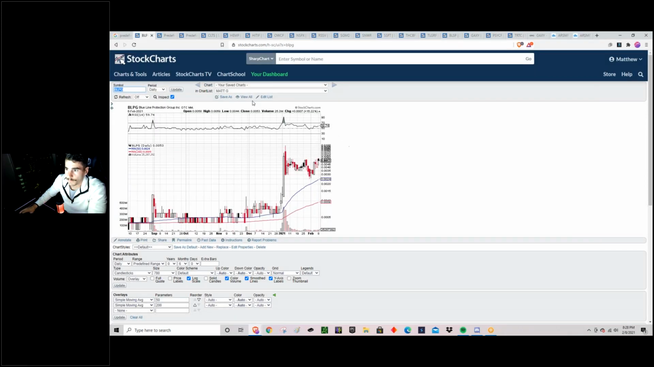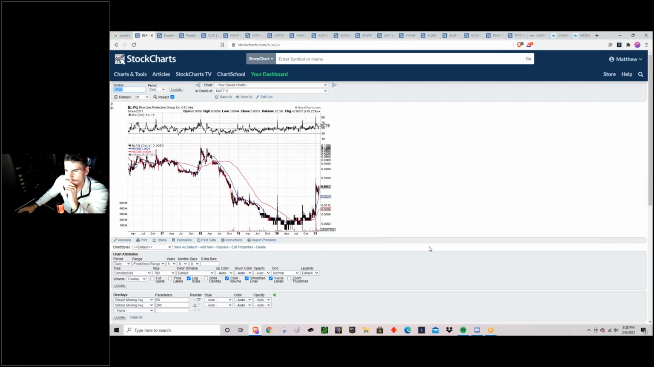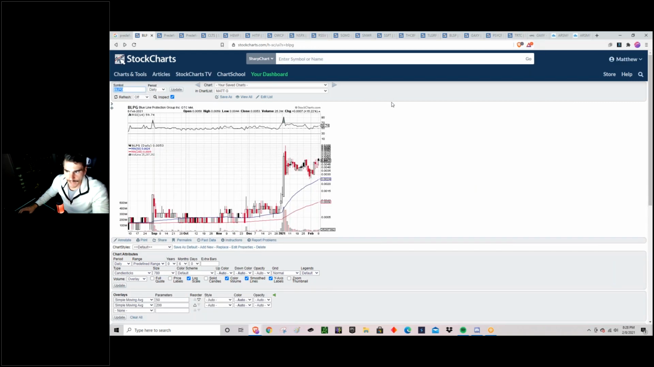I get them so mixed up. BLSP and BLPG. BLPG, that's it. This one right here. Is this marijuana? Yeah, it is. I mean, it's certainly not a bad chart. You can see it's kind of choppy though. I don't like the sub pennies that are choppy like this.